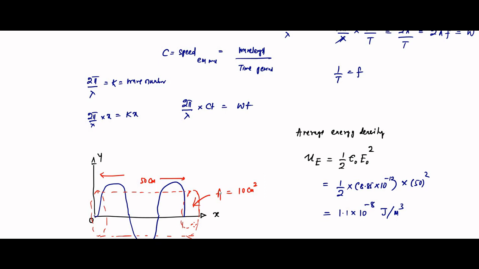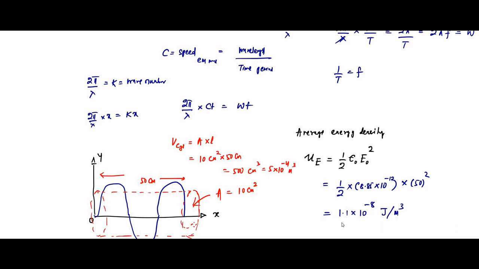Now the volume of this cylinder is equal to area into length, which is equal to 10 centimeter square into 50 centimeter, which is equal to 500 centimeter cube, which is 500 into 10 to the power minus 2 whole cube, and that is coming 5 into 10 to the power minus 4 meter cube, expressed in terms of meters.